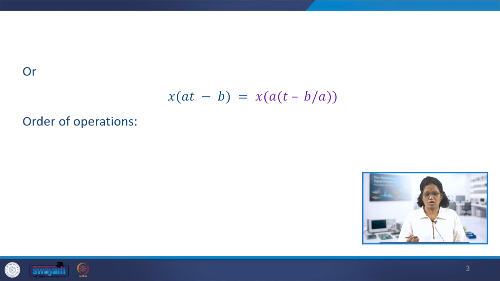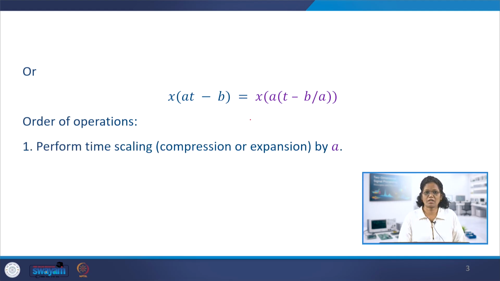So for example, we can also do the second way, apart from the preferable way which I had shown you. First delay it and then scale, shift it and then scale, to perform the same operation, x of a t minus b, that's equal to x of a times t minus b by a. So how do we do the order of operations? First, making this time scaling. This is the second way of getting the same x of a t minus b. Perform time scaling, that is compression or expansion by a. First do this, x of a t here, and then perform the shifting.